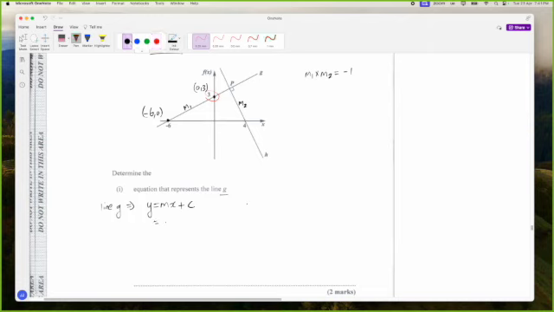So I just had to find that gradient. The gradient M is what? Y2 minus Y1 all over X2 minus X1. Let me use this as Y2. So Y2, which is 3, minus Y1, which is 0, all over X2, which is 0, minus X1, which is minus 6.